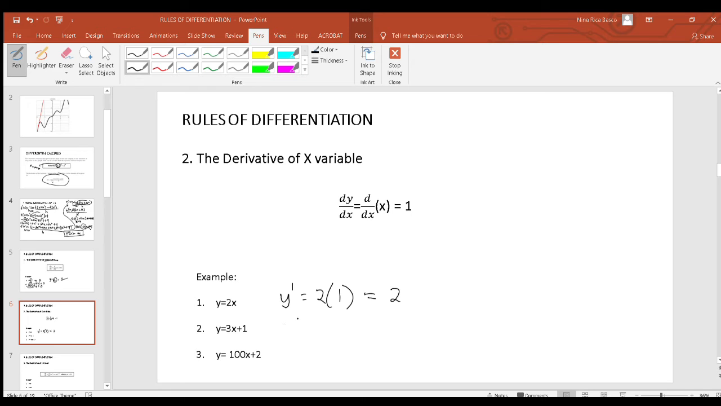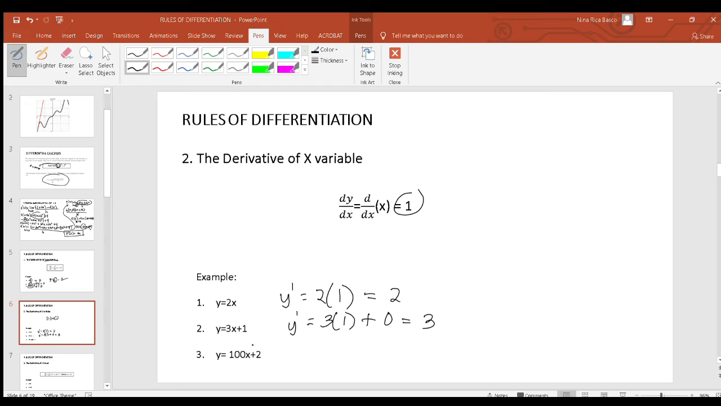How about y is equals to 3x plus 1? Okay, 3. Ano yung derivative ng x? Is 1. Plus, ano yung derivative ng 1? Since wala siyang x variable, it is a constant. Therefore, the derivative of 1 is 0. Therefore, the derivative of 3x plus 1 is 3.